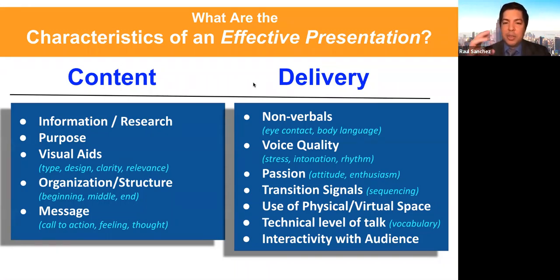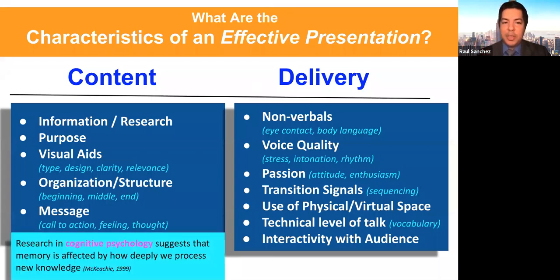And so there's a quote here on the left, on the bottom, that I wanted to point out to you. Research in cognitive psychology suggests that memory is affected by how deeply we process new knowledge. And the idea here is that emotions embed memories more strongly. So, you know, we have to spend as much time preparing the delivery as we would the content. And then Professor Bull. Sure.